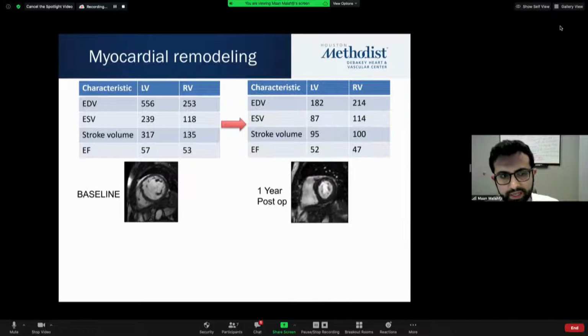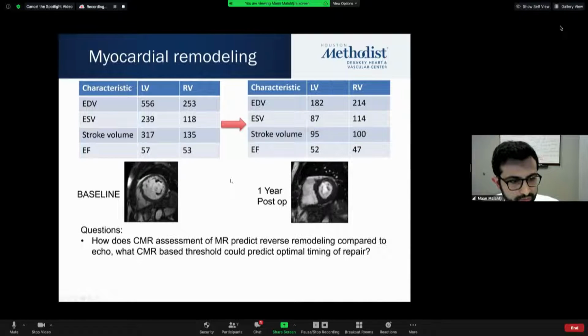Long-term data suggests that the outcomes of patients after repair are still significantly improved if they get operated on at an earlier time. But it seems that in this case, at least, the patient achieved great reverse remodeling.